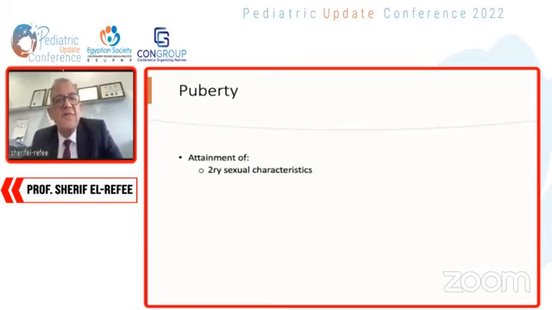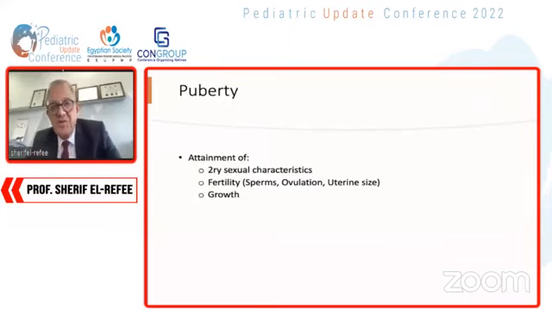Puberty itself, the first thing that comes to your mind is secondary sexual characteristics and fertility. But always remember, it is also very important for growth. So hypogonadal children, not all, but most, are short. And it is also very important in bone accrual. So if you have hypogonadism, children can get osteoporosis.